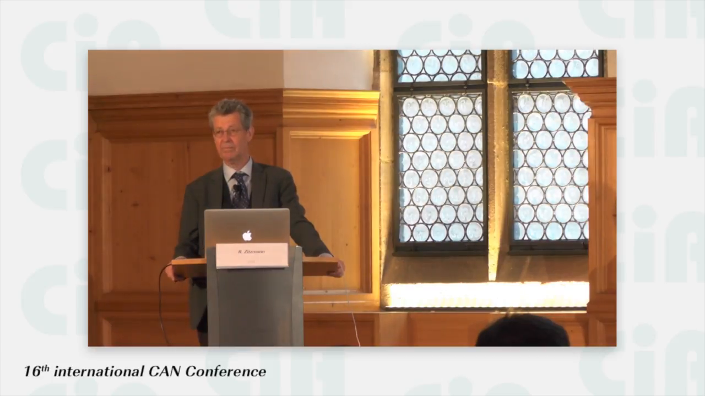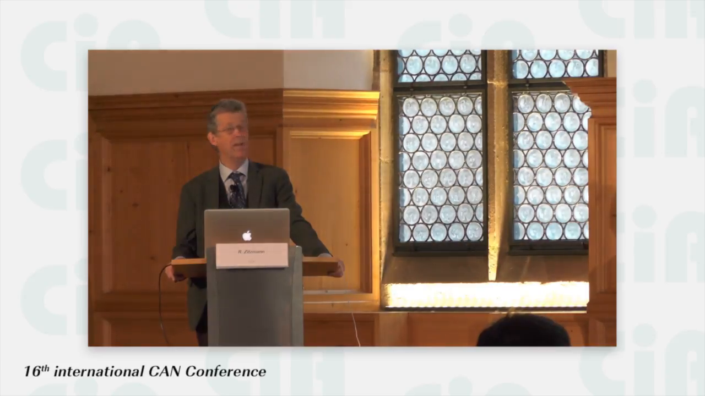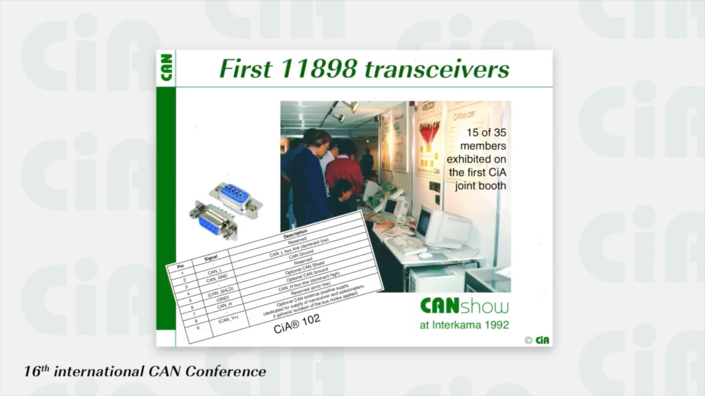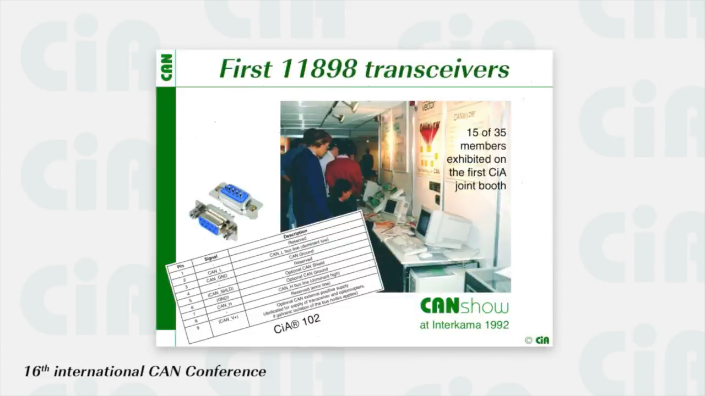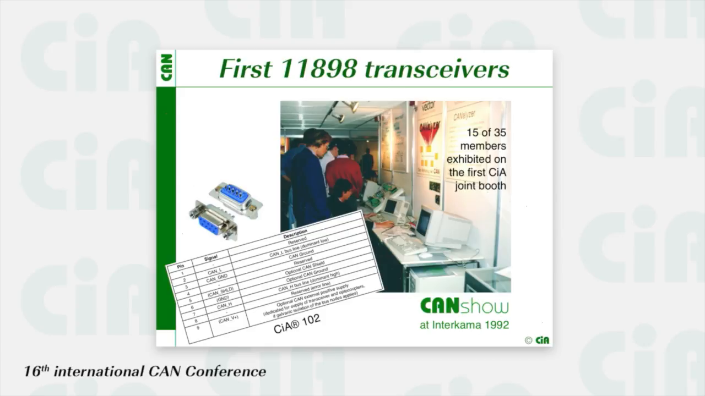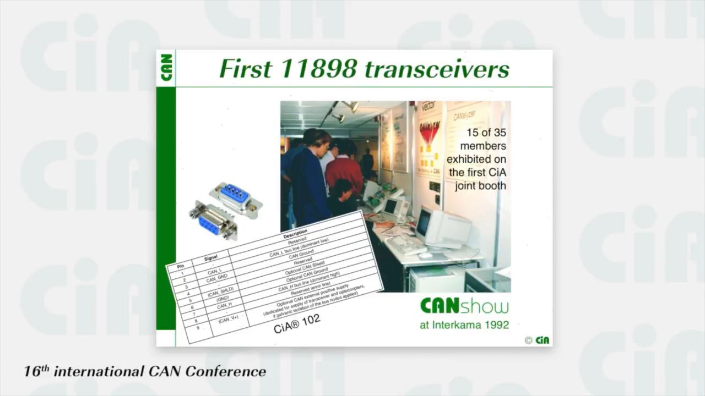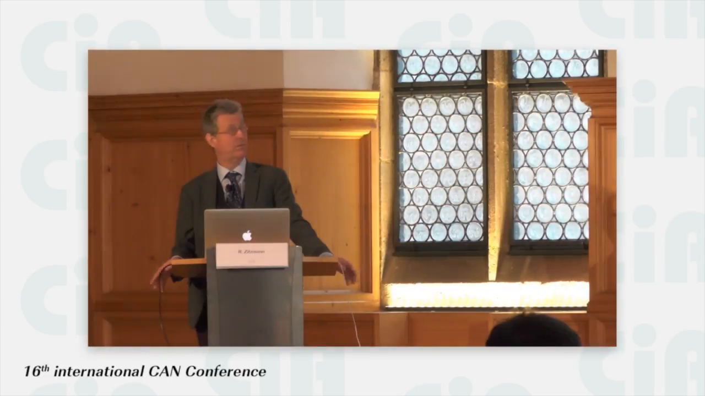Let's start at the very beginning. Already in 1992, we had the first interoperability test on a fairground at the Intercama. This was for process industry, and 15 of 35 members were exhibiting their products on our joint booth. If we would have this today, there would be 280 companies, because we have more than 600 members. So this would be a very big booth on a fairground.